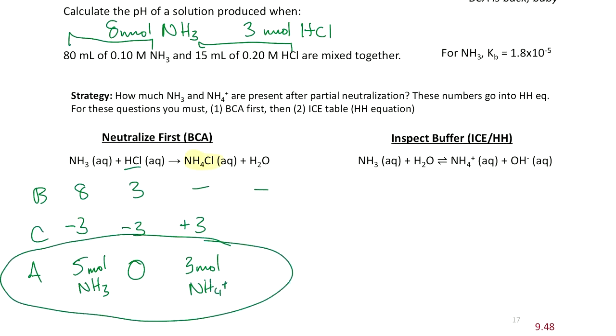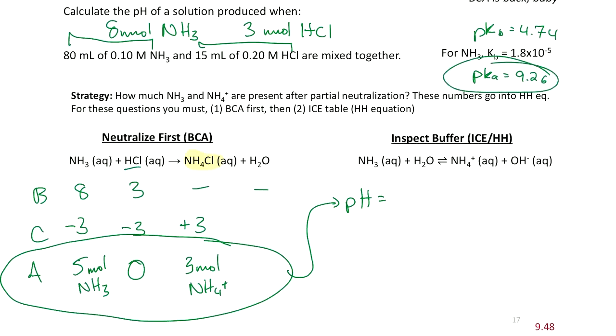If those two things are in my beaker, what is that? That's a buffer. Yes, so if that's a buffer, can we use the Henderson-Hasselbalch? Yes, we can. All right, so pH equals pKa. What was pKa? Okay, pKb is 4.74, and so pKa is equal to 9.26, I think, for ammonia. Right, and so pH equals 9.26 plus log base over acid.